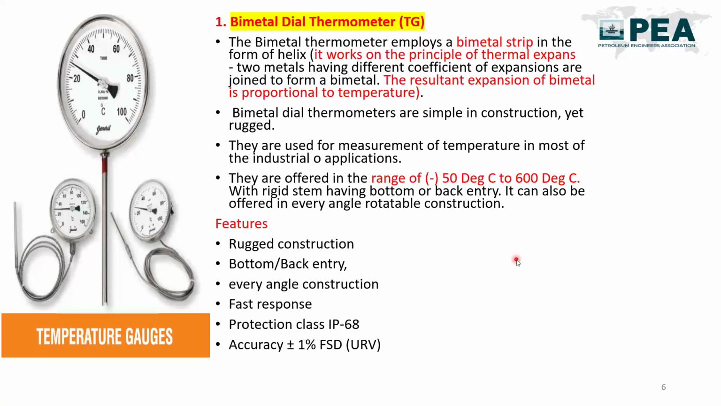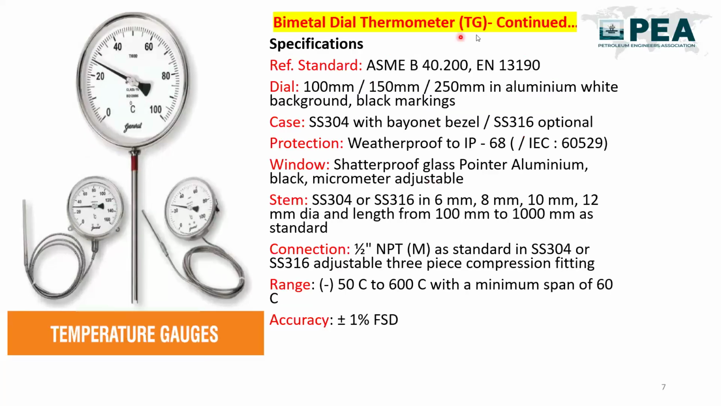Okay, there are some detailed specifications of the bimetal dial thermometer, like its manufacturing standard. Means what is the reference standard for this temperature gauge. The reference standard will be ASME B40.200 and EN 13190. As per these standards, the dial size of the temperature gauge comes in 100, 150, 250 mm, aluminum, white background, black marking. When you choose the dial size, obviously it depends upon our choice. Whatever we choose, the manufacturer will offer the same.